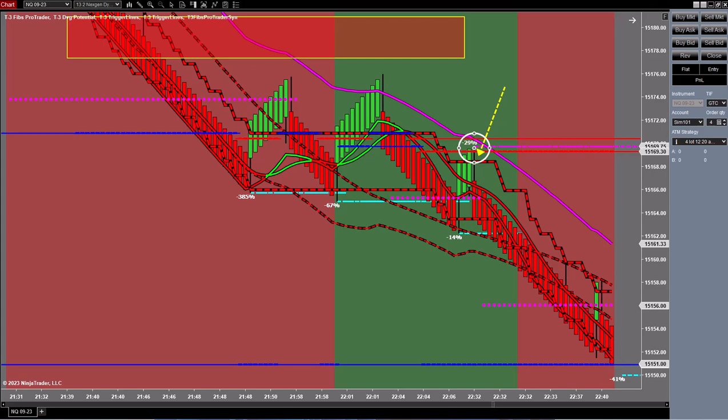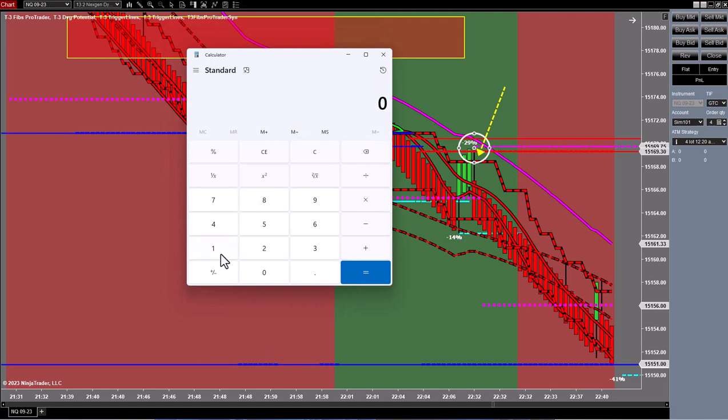So what does that mean? What's points? So 1 point on the Nasdaq is $20. So let's assume you're trading 2 contracts. So if you were trading 2 contracts and you got 14 points and it's $20 a point, this move from here to here is $560 on 2 contracts.